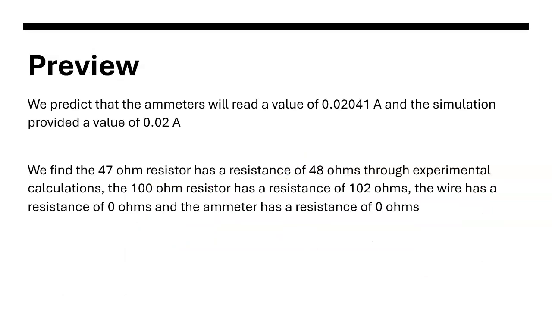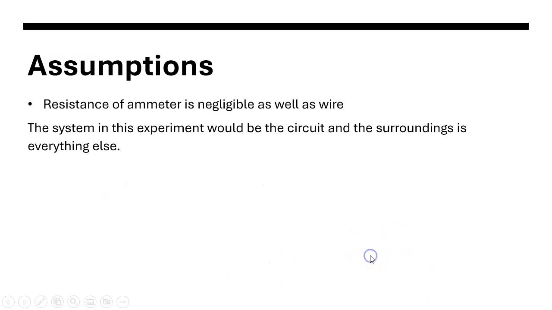To preview some results, we found that the predicted value for the current within the circuit would be 0.02041 amps, and the simulation provided a value of 0.02 amps. And using the simulation again, we found that the 47 ohm resistor would have a 48 ohm resistance, and the 100 ohm resistor would have 102 ohms of resistance. The wire would have 0 ohms of resistance, and the ammeter will have 0 ohms as well.